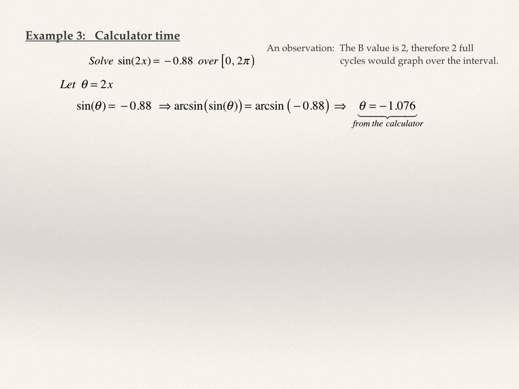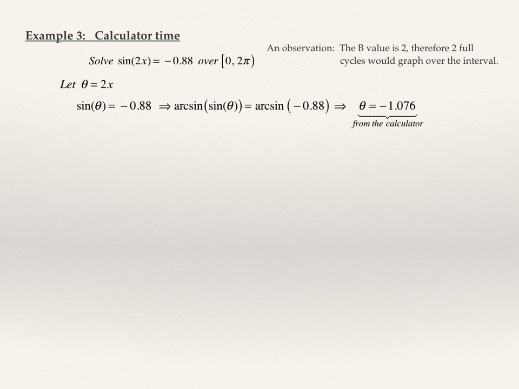So I have the sine of theta equals -0.88. I'll take the arc sine of both sides. The arc sine and the sine will cancel, so that's going to leave me theta equals the arc sine of -0.88. And from my calculator, I got -1.076. Between 0 and 2 pi, there's no room in that interval for a negative value. So we have to go ahead and find our 2 solutions between 0 and 2 pi.